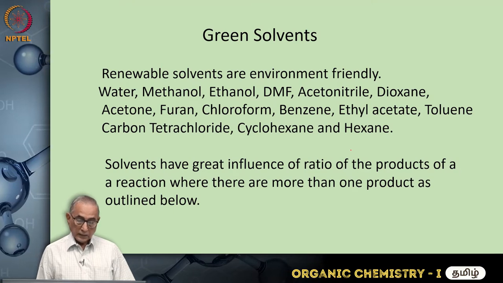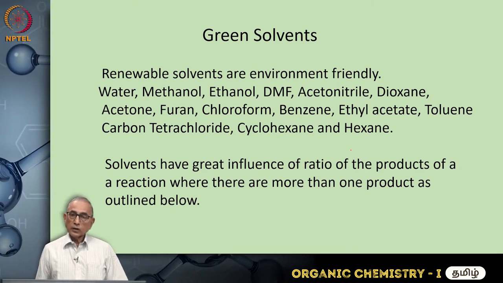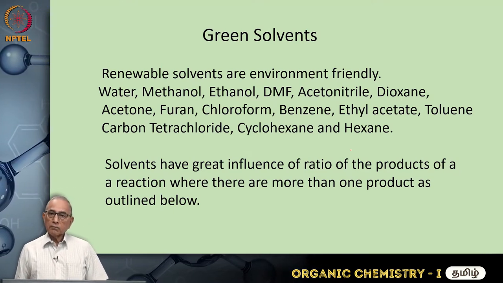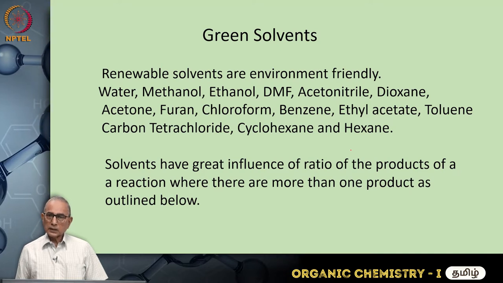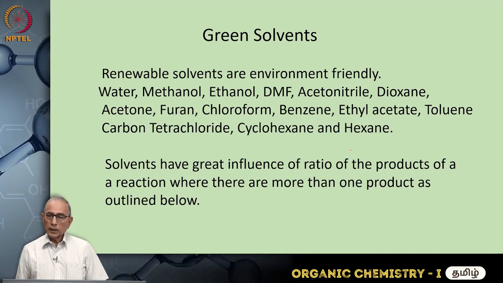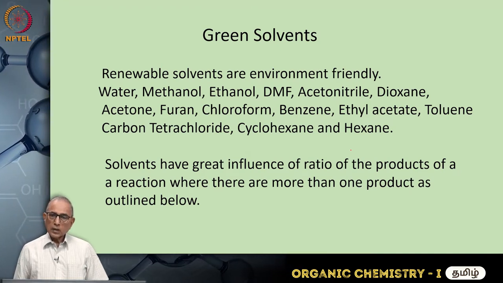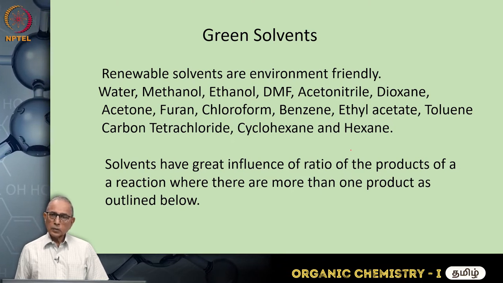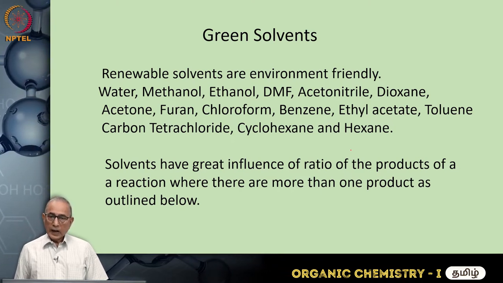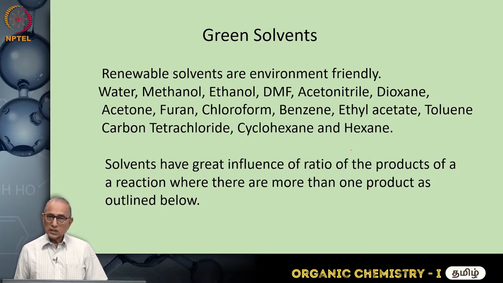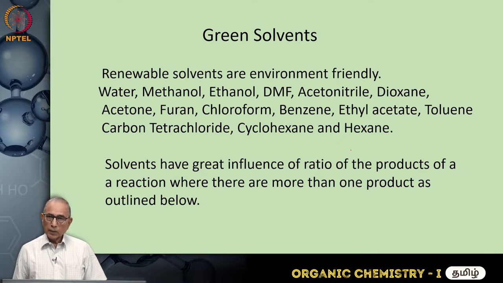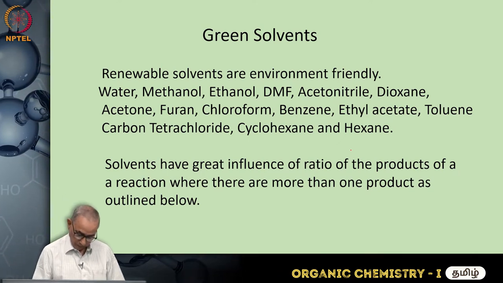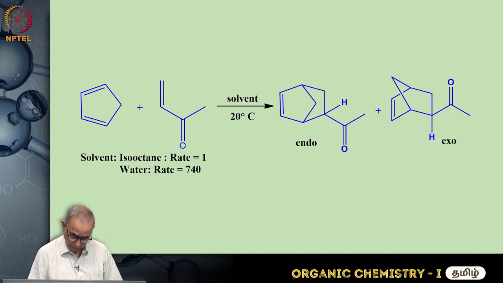Solvents have great influence on the ratio of the products of the reaction where there are more than one product, as outlined below. Solvent use pannaka the proportion of products, if there are two products formed in a chemical reaction, oru solvent use pannaka oru proportion varum, innoru solvent use panna innoru proportion varum, andha solvent a different concentration la use pannaka the product ratio will be different. Look at one of those reactions.